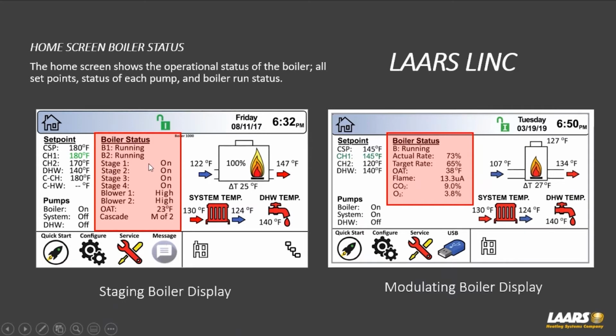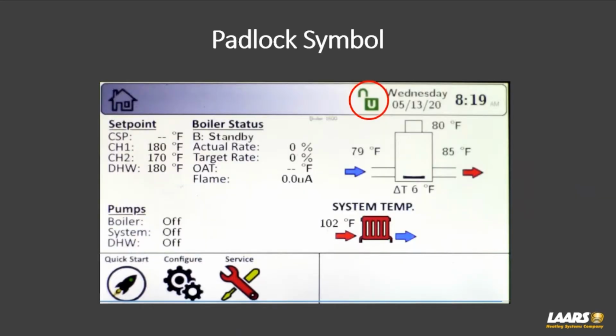Now over here, I'm showing an image for a Pennant boiler or a staging boiler. And here you'll see we have 4 stages on. So we would have up to 4 stages. In this example, it has 2 blowers. Smaller Pennants, the 500 and 750, only have 2 stages with a single blower. A 1 million would have 3 stages, so up to 4 stages. And again, that'll show you all the boiler status. Below that is OAT for outdoor air temperature. And just below that, we're showing cascaded leader or master of 2 boilers. So there's an example of that right on the home screen.